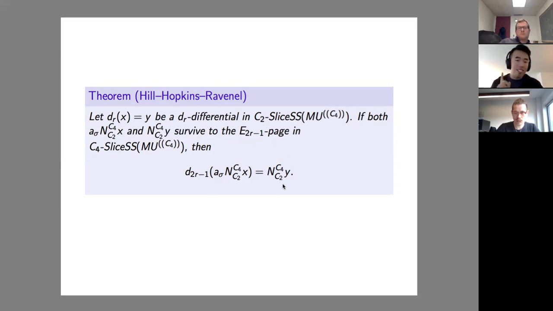I remember the first eCHT talk I went to was by Mackey, and this is what Mackey talked about. He was explaining the structures inside the spectral sequences and how one can leverage the norm to produce this theorem, to stretch out the differentials.